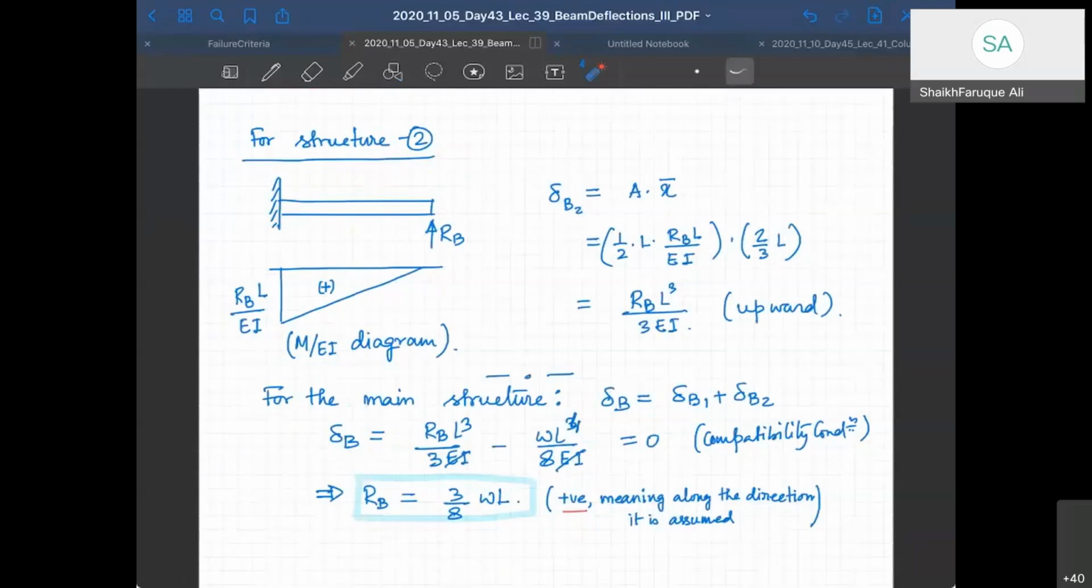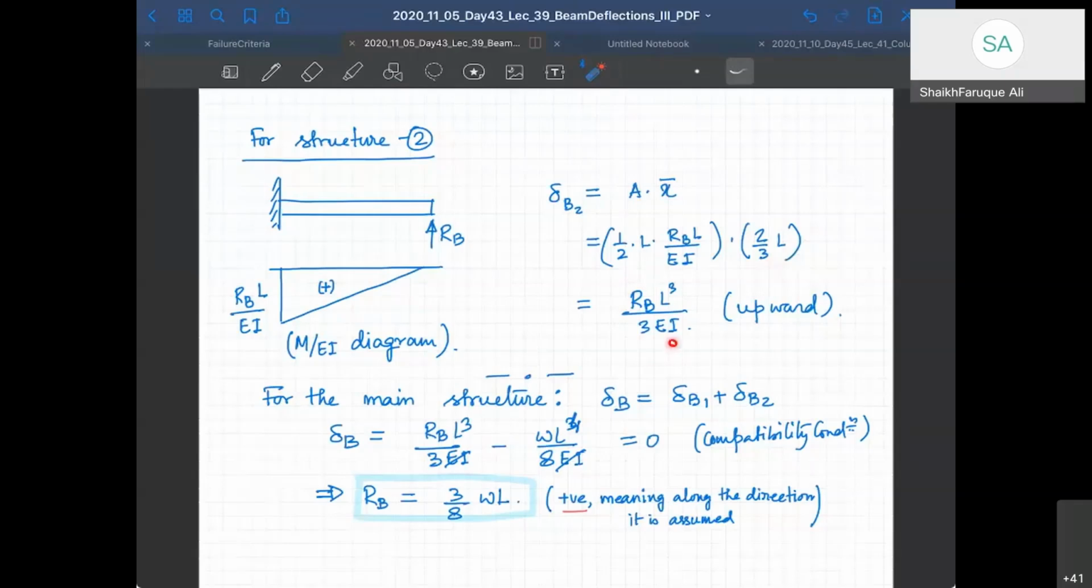So the M by EI diagram is going to be RB L by EI at the tip. So its area is again a triangular area. You can calculate half into length into height, and the centroid of the triangular area from the B point, where you are calculating your deformation, is going to be 2 by 3 L. And this is going to be your RB L cube by 3EI, the deformation at the free end, right? So this is delta B2.